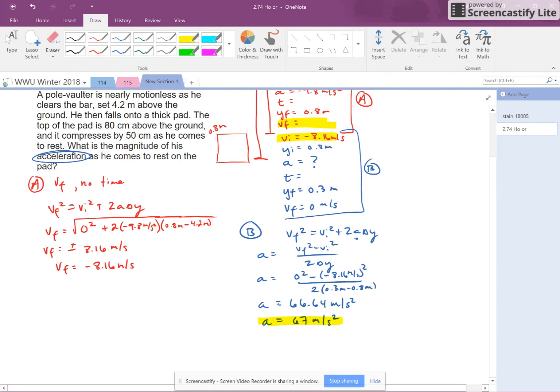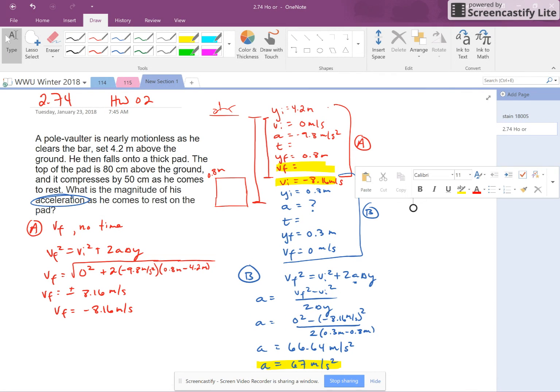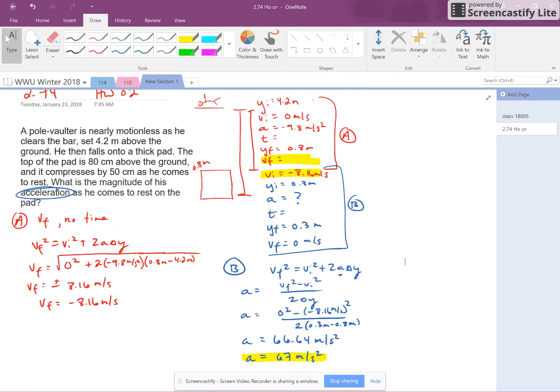For this problem, the real challenge is acknowledging that there are two separate problems that have to be solved. You have a free fall while the pole vaulter is in the air, and then you have a constant acceleration problem where he's being stopped by the pad. You just work both of those problems and use the shared bit of information: the final velocity of the free fall is the initial velocity of the slowing down from the pad.